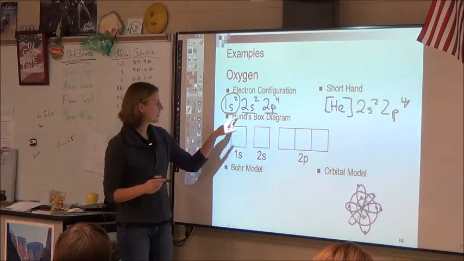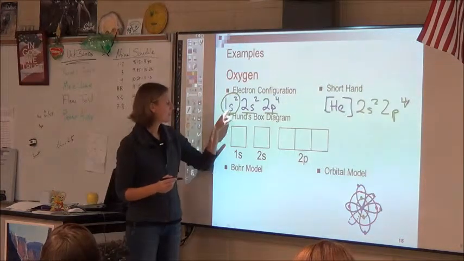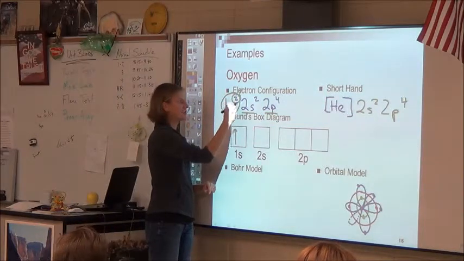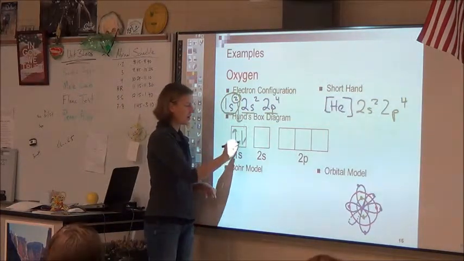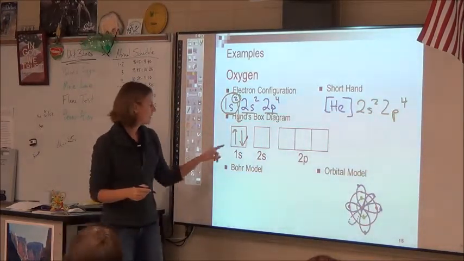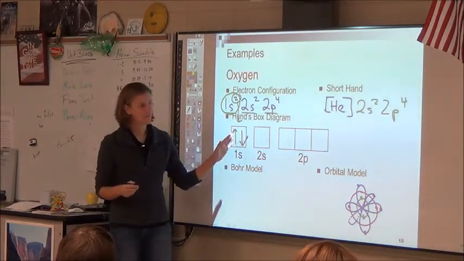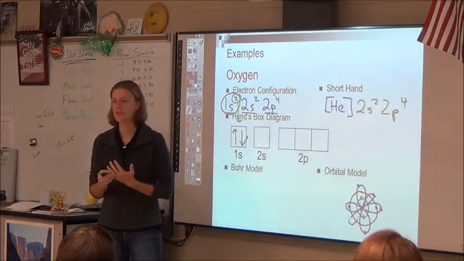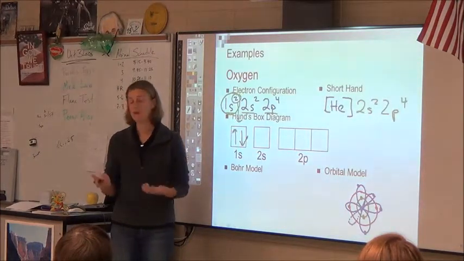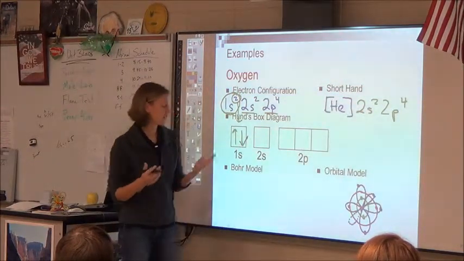And our rule for Hund's box diagram, where we draw these little boxes to represent the electrons, is that electrons are paired. So 1s2, I've got two electrons, so I'm going to draw two arrows here, one up, one down. If you have to pair them up, there's always going to be one up and one down, and that sort of cancels out. There is a unique relationship between electricity and magnetism, and this idea of spinning electrons is actually where magnetism comes from. When the spins don't cancel out, it creates a little electromagnetic field.